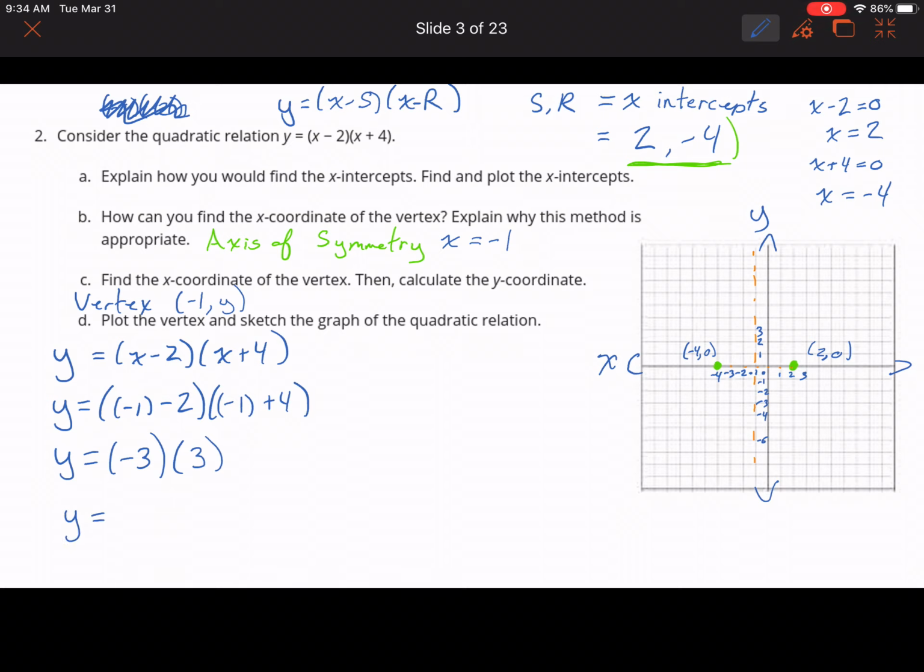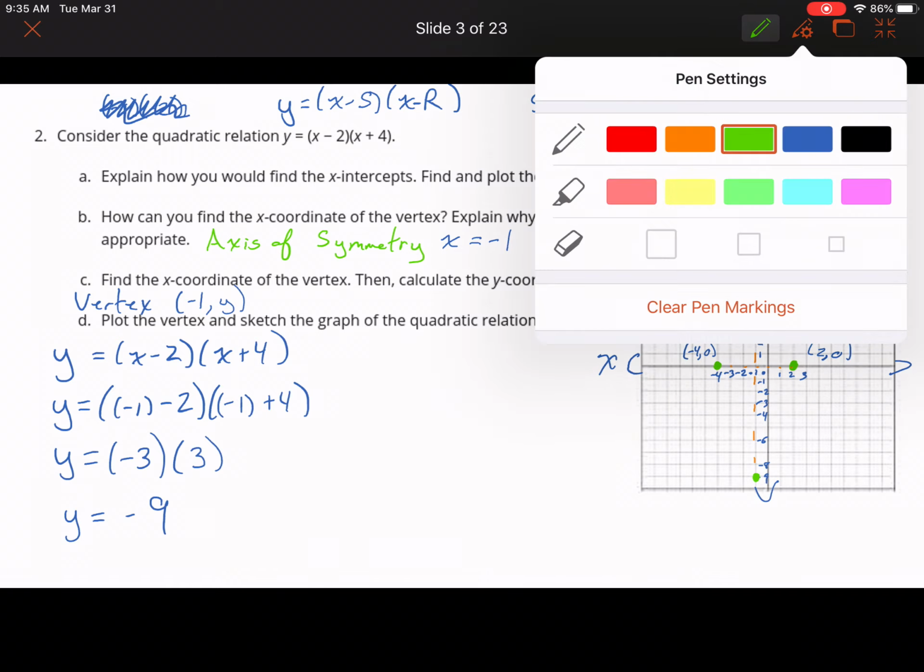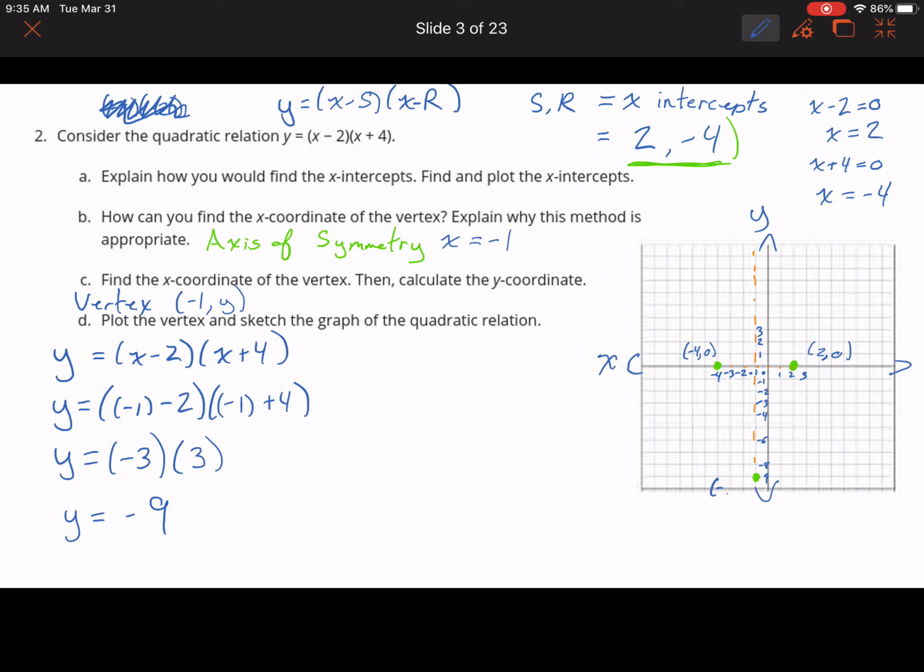So we have y equals, now we're multiplying, because we've got 2 brackets, y equals -9. So I need to add a few more spaces to my graph to get down to -9. So let's plot that again in green. So now we have our vertex of -1, -9.